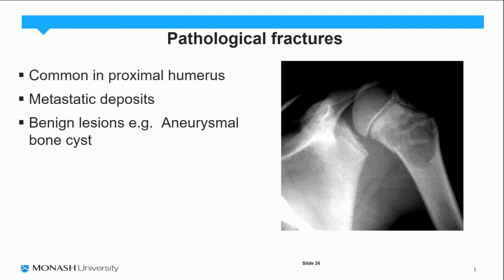Pathological fractures are quite common in the proximal humerus. It can be due to metastatic deposits. However, it can also be due to benign lesions such as an aneurysmal bone cyst. So in this case, you can see the large dark area, which is a loosened area, and that is where the aneurysmal bone cyst is. And then on the medial side, you can see that there is a break in the cortex, which indicates that there is a pathological fracture.